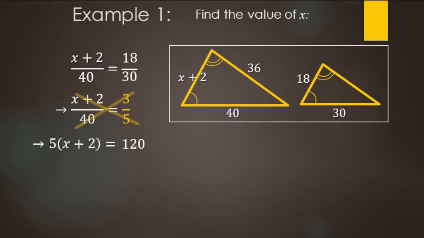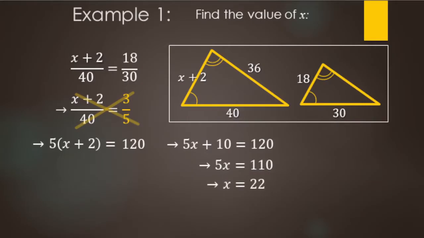Now, some people are going to solve it by using the distributive property first. It looks like that. 5 times x is 5x. 5 times 2 makes 10. Boom, right there. And now it's just a two-step equation. Subtract 10 and then divide by 5. So subtract 10 makes 110. And then divide by 5 there. And that's going to make 22 for the length of x, or the value of x. So the actual length would be 24.